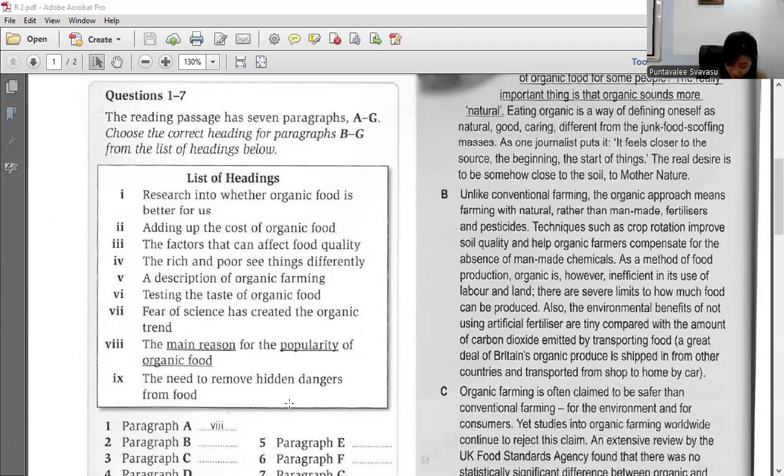Okay. And then paragraph F, the answer would be number 7, fear of science. So scared, it's matched to the word scare. Then we talk about organic trends here. So the answer would be number 7.